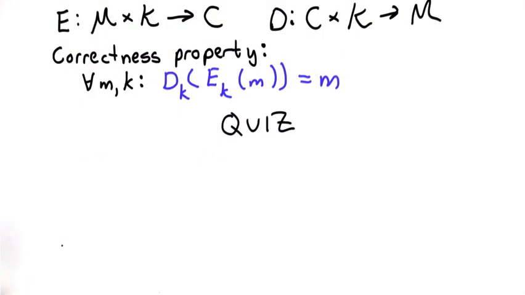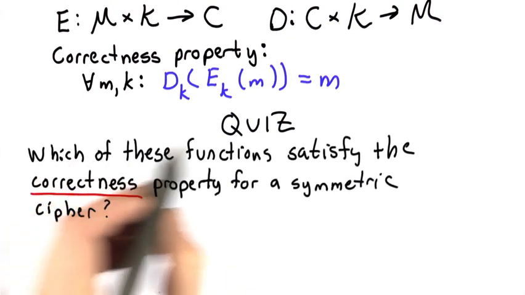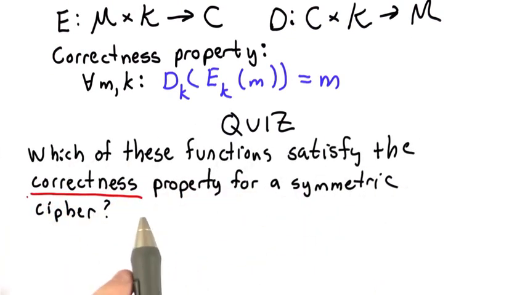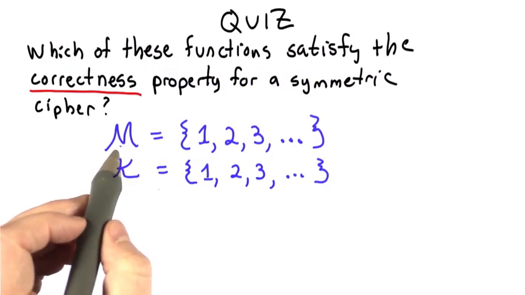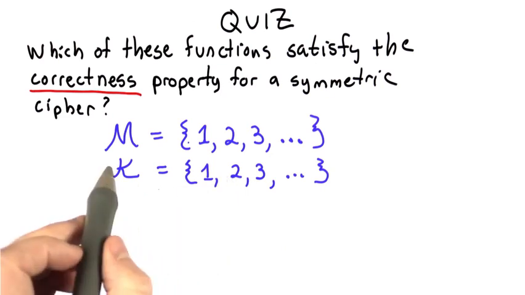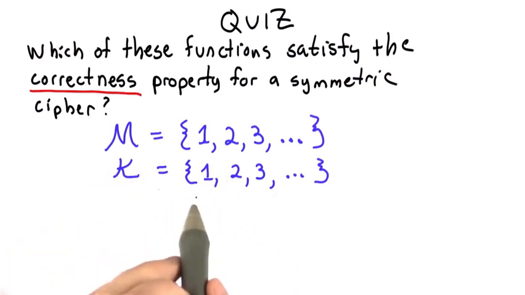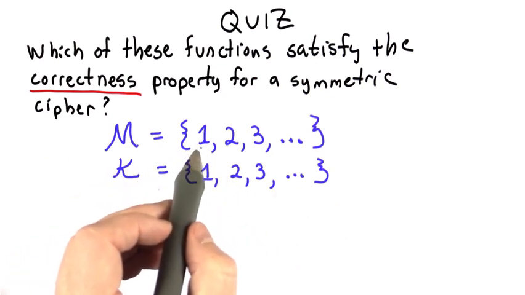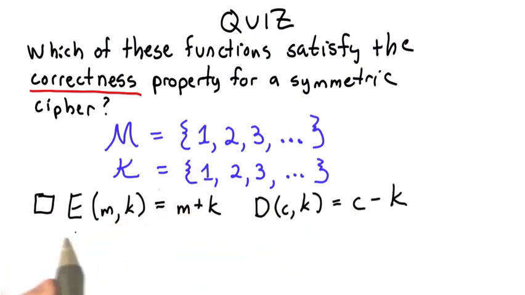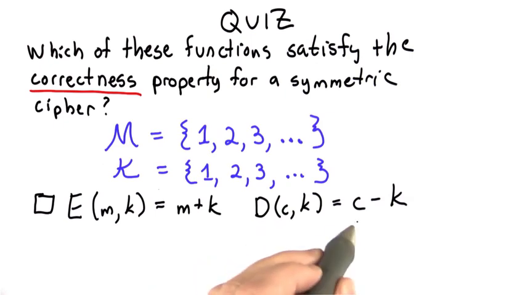So now it's time for a quiz to see that you understand the correctness property for a symmetric cipher. Which of the functions below satisfy the correctness property for a symmetric cipher? And we'll assume both the message space, the set of all possible messages, and the key space, the set of all possible keys, are the natural numbers, so the whole numbers starting from 1. So each choice is a pair of functions, the encryption function and the decryption function. For the first choice, the encryption function adds the message and the key. For this decryption function, we subtract from the ciphertext the key.